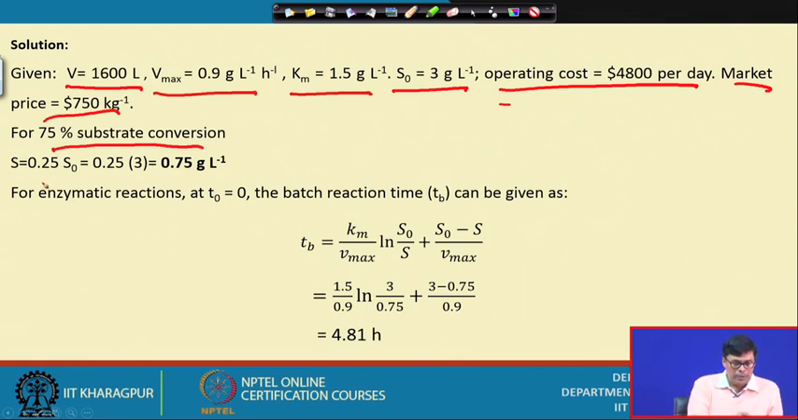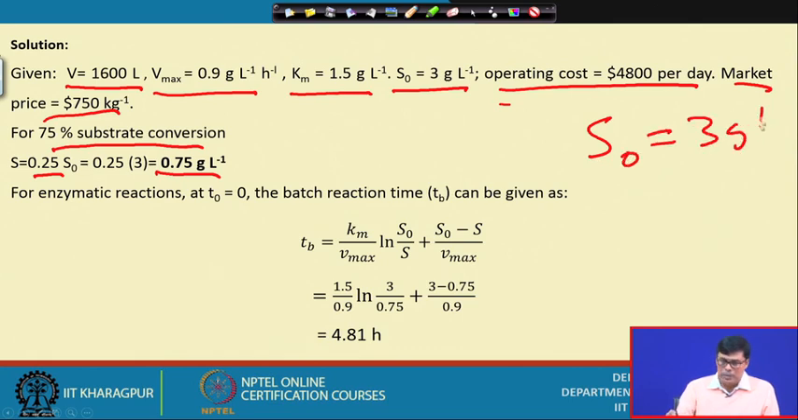That means 75%. What is the S value that we have? S value will be for 75%, that means 25% will be remaining. 0.25 times S0. S0 is how much? 3 gram per liter. So S will be 0.75 gram per liter. So here S0 is 3 gram per liter.